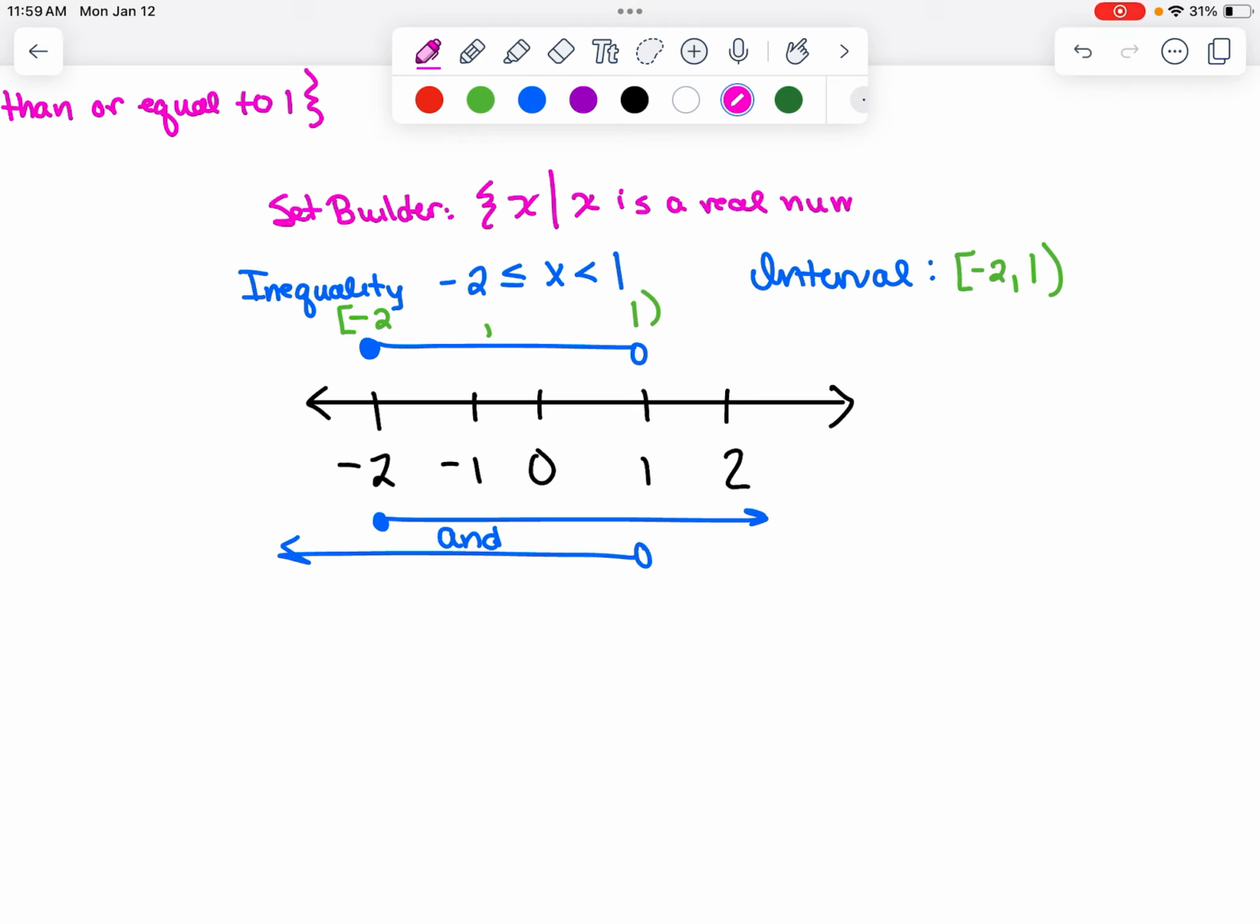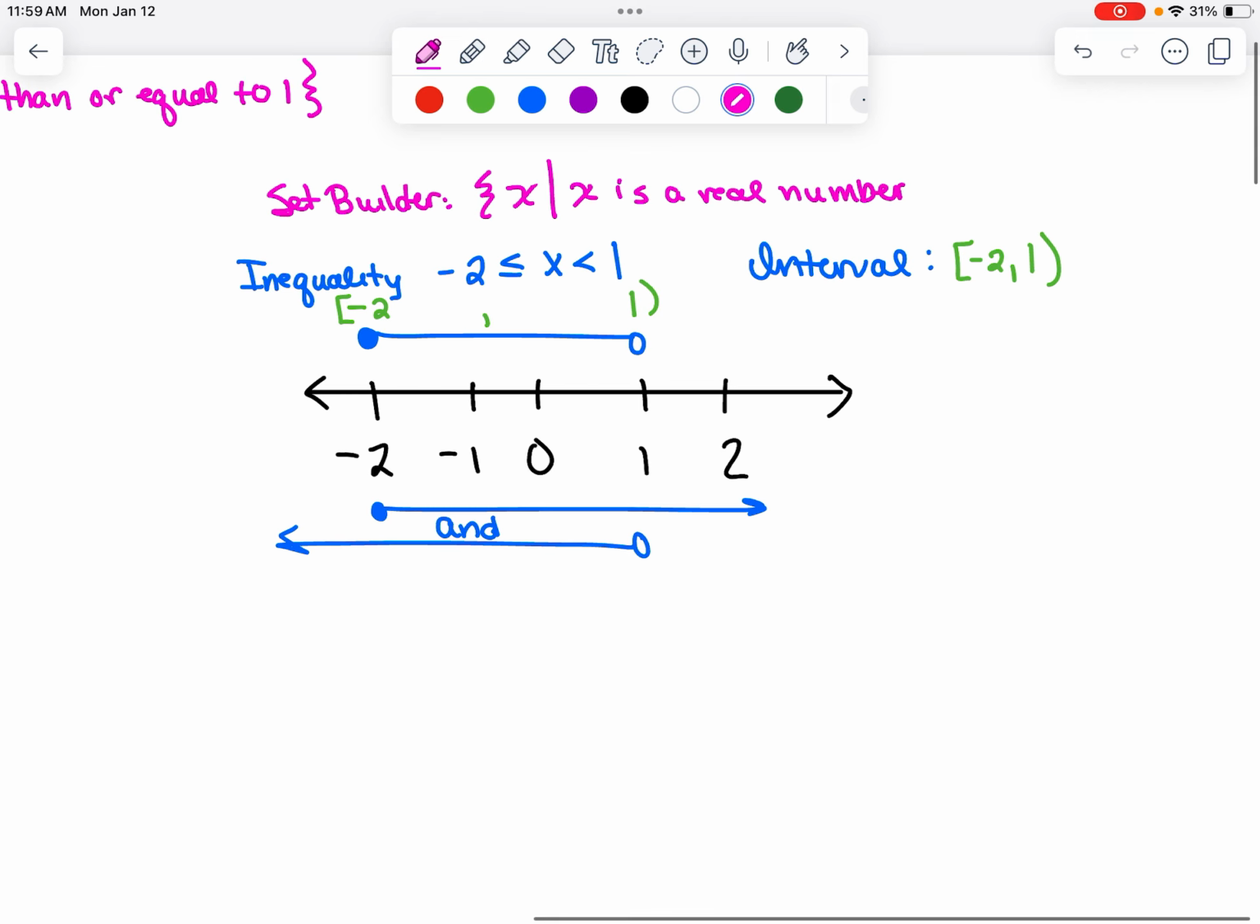So just kind of describe what you have. X is a real number. It has to be greater than, I'm going to abbreviate here, greater than or equal to -2, and it also has to be less than 1. So you kind of describe it.